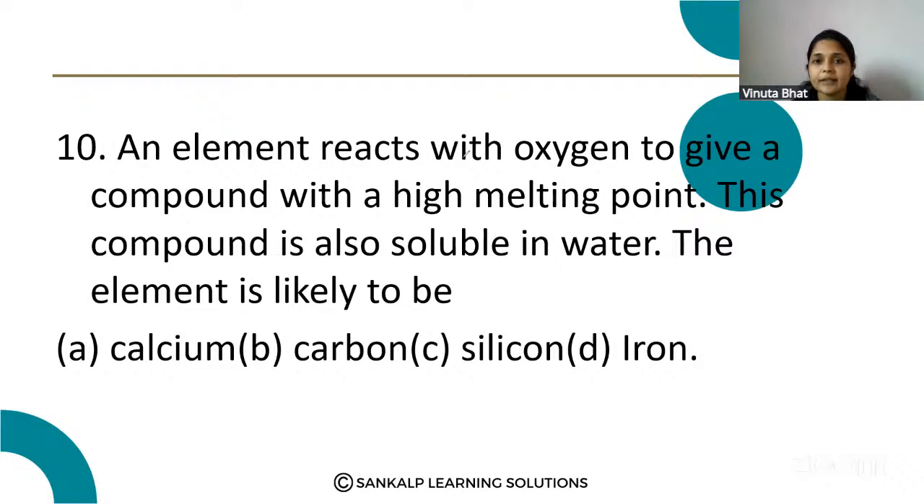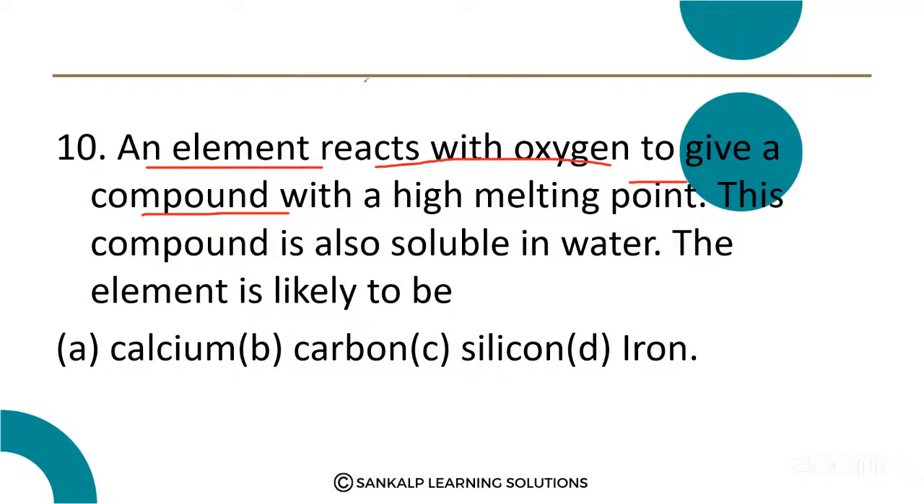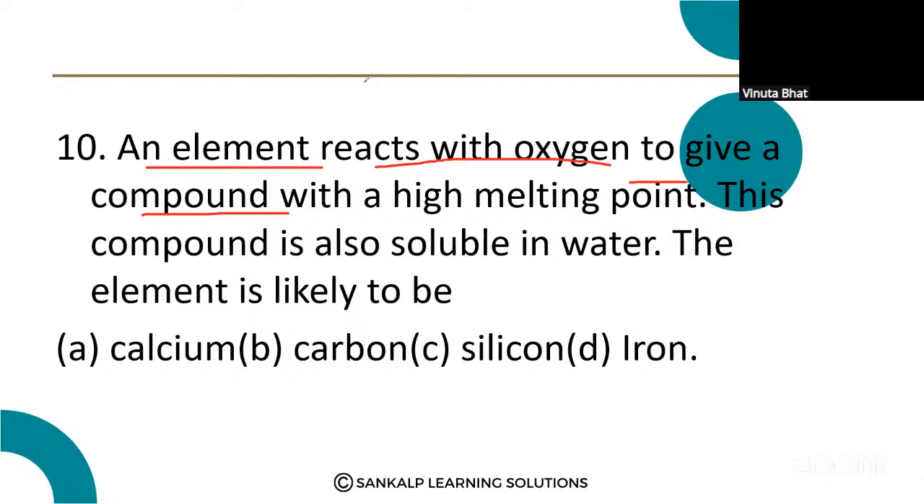An element reacts with oxygen to give a compound with a high melting point. This compound is soluble in water. The element is likely to be, please find out the correct option here. Calcium, carbon, silicon and iron. Please find out the correct answer here. The correct answer is calcium.